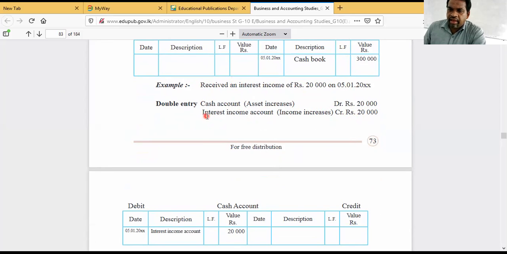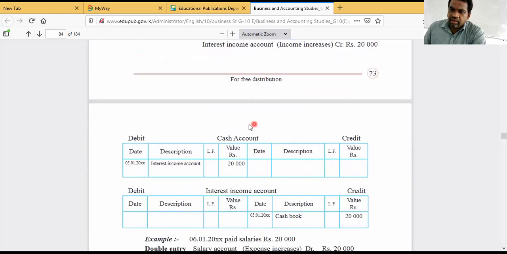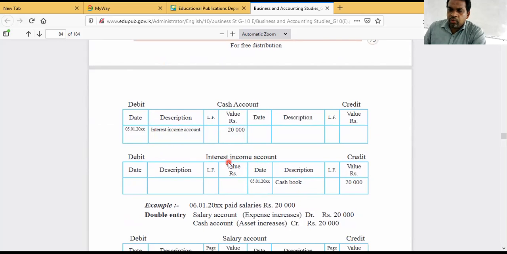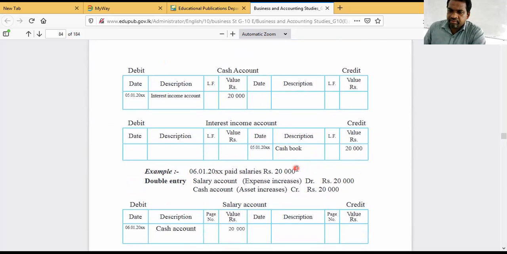When there is an increase in income account, we have credit interest income. Therefore, they have credited to interest income account 20,000. So when you receive money, you debit to cash account, say interest income. Then you credit to interest income account, say cash book or cash account 20,000.